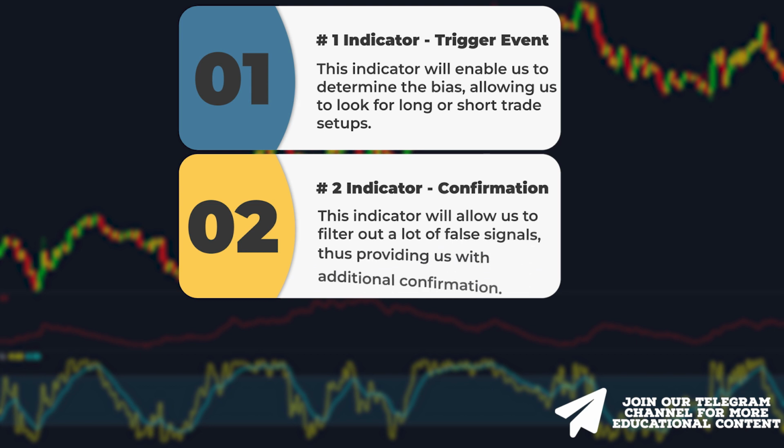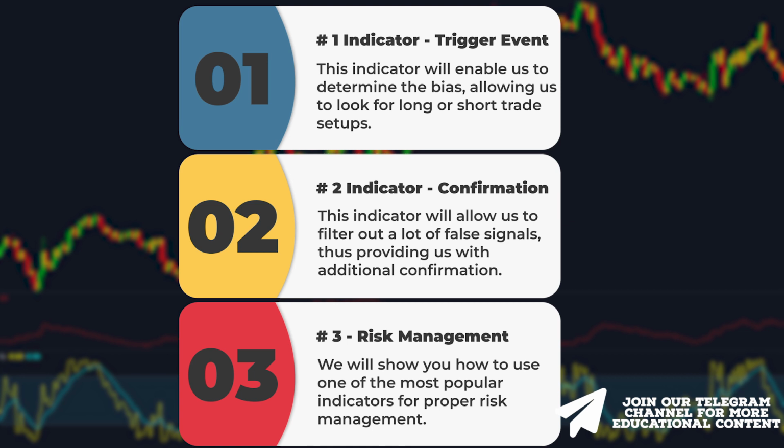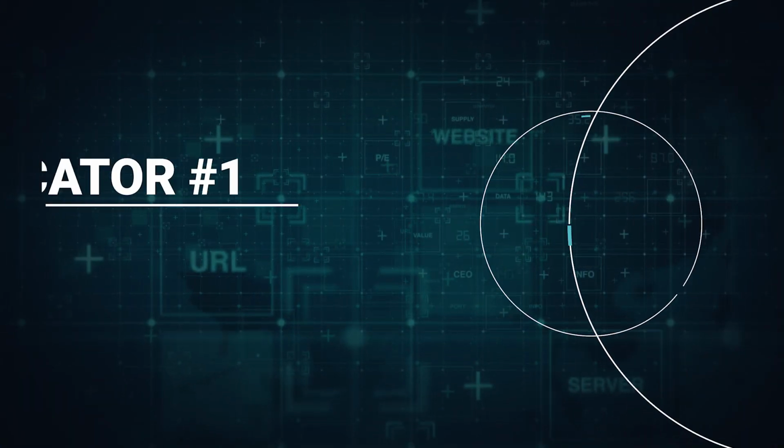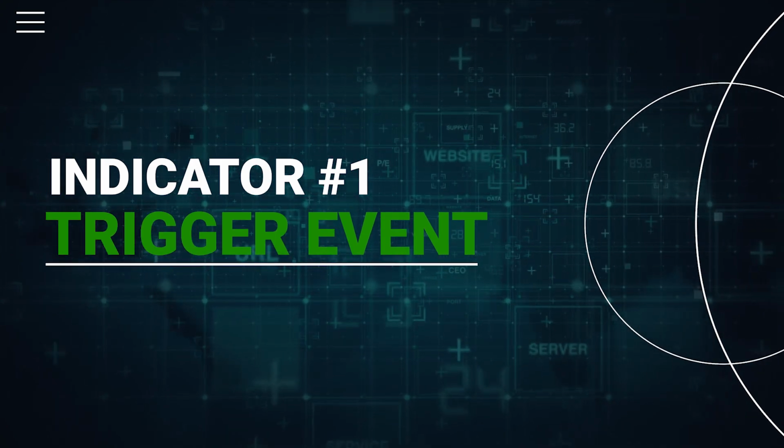Next, we are going to discuss the indicator which will allow us to filter out a lot of false signals, thus providing us with additional confirmation. And finally, we will show you how to use one of the most popular indicators for proper risk management. Each indicator discussed in this video will have an immediate practical integration based on which we will build a profitable scalping strategy. Let's add the first indicator, which will act as a trigger event.